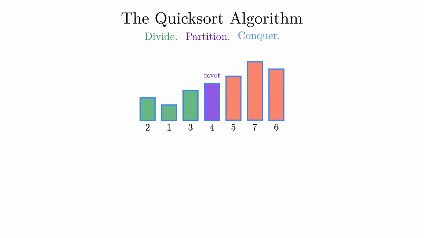The pivot is now in its final sorted position, with all smaller elements to its left and all larger elements to its right. Conquer means repeating the exact same trick on each side, again and again, until nothing is left to split. And the chaos we started with settles into perfect order.